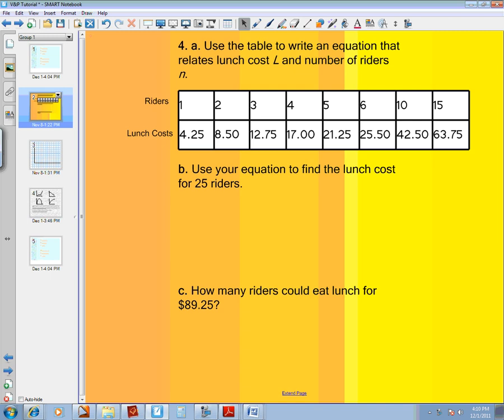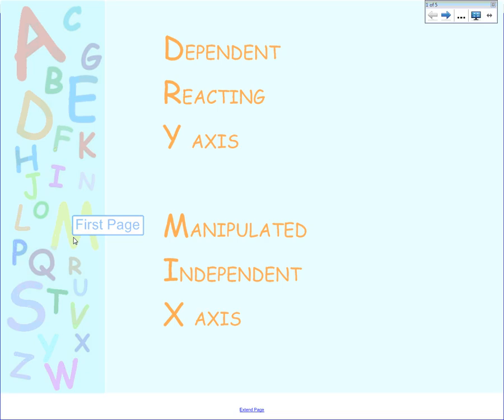Okay, this is our video from DRY MIX, Variables and Patterns. If you recall, we wrote a song called the DRY MIX song, and that is coming to our website, and it will help you remember the dependent variable is the reacting variable or the responding variable, and it goes on the y-axis, hence the word DRY. And then the MIX is the manipulated variable, independent, x-axis.